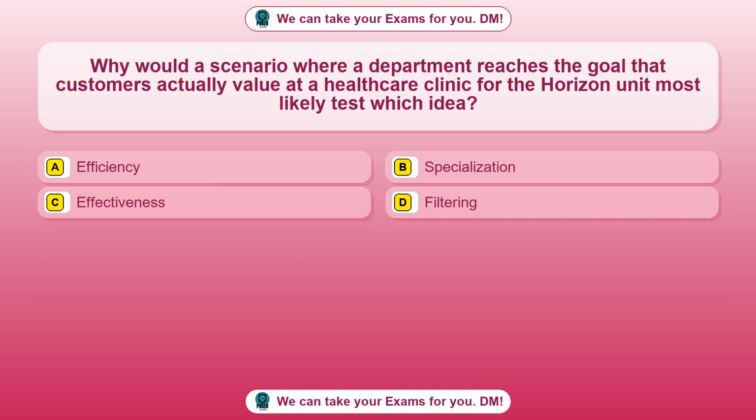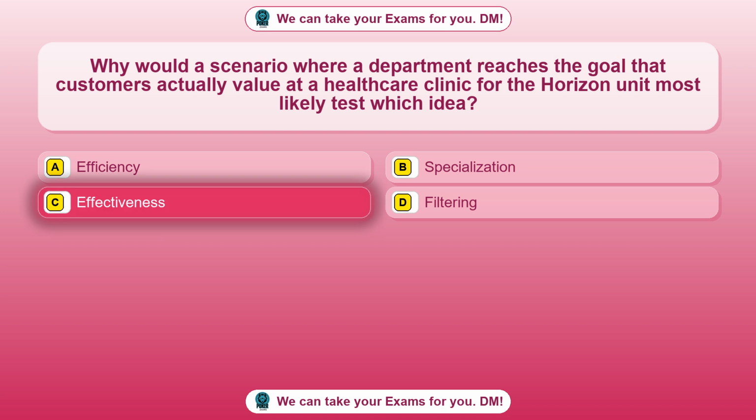Question 37. Why would a scenario where a department reaches the goal that customers actually value at a healthcare clinic for the Horizon unit most likely test which idea? Option A, efficiency. Option B, specialization. Option C, effectiveness. Option D, filtering. The correct answer is option C, effectiveness.